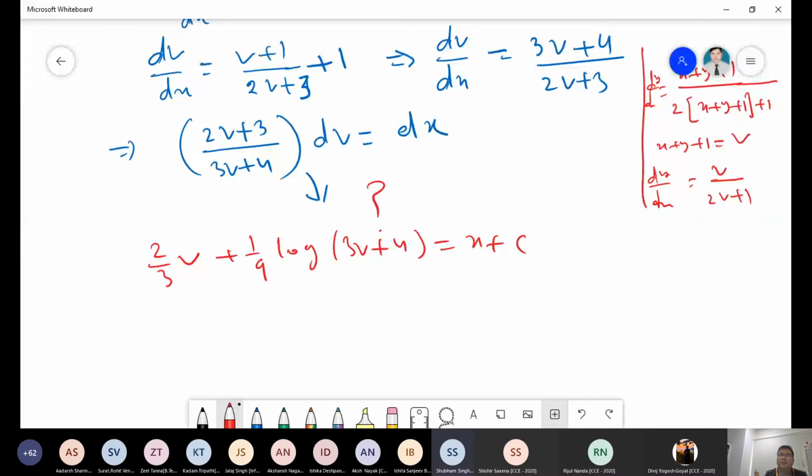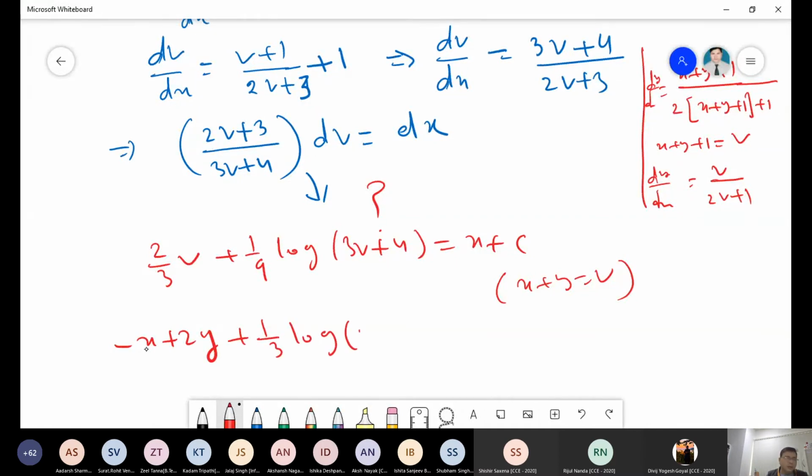Yes, sir. Okay. So in terms of x and y, when you put the value, you replace v with x plus y, the answer will be minus x plus 2y plus 1 by 3 log of 3x plus 3y plus 4 equal to c. Yes, sir. I'm having this answer. You got it. Good. Very good. Lakshya. Yes, sir. Is it okay now? Yes, sir. यही answer है. Okay, good.